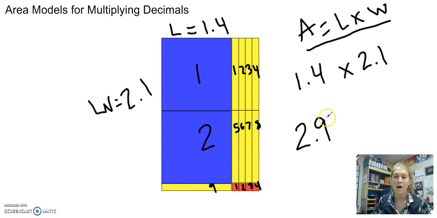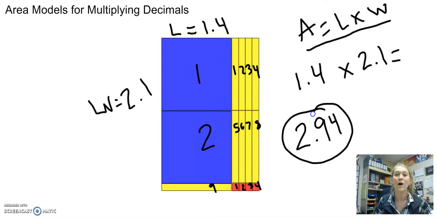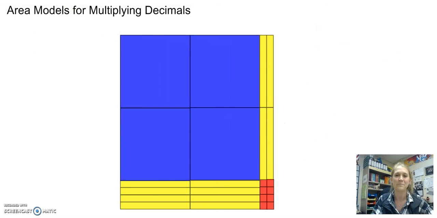We have 4 hundredths. And so, just by looking at the area of this model, we know that 1 and 4 tenths times 2 and 1 tenth equals 2 and 94 hundredths. That's the answer to this multiplication problem, which we read from this area model. Makes a little bit more sense now, right? Let's look at another problem just to see if we're catching on.